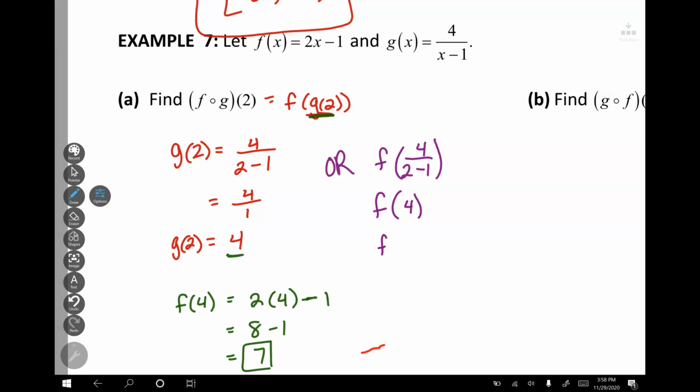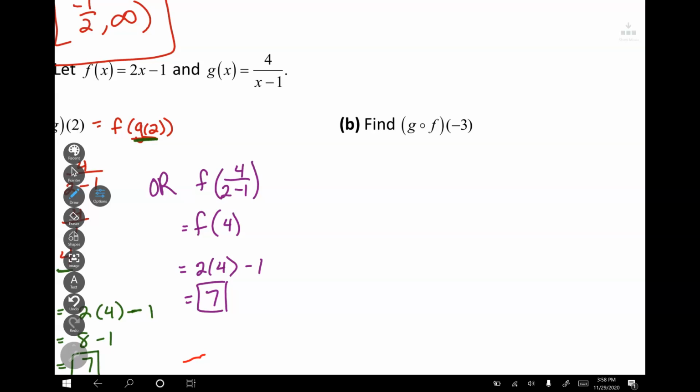And then f of 4 is 2 times 4 minus 1, which again comes out to 7. So if you wanted to not separate it and actually solve g of 2 separately, you can do that as well.